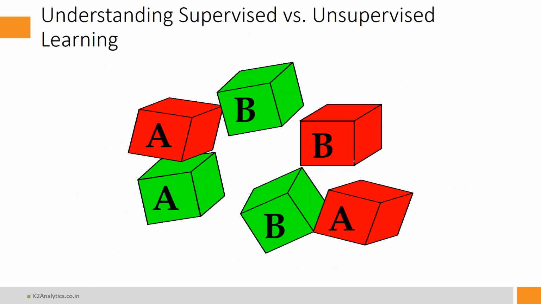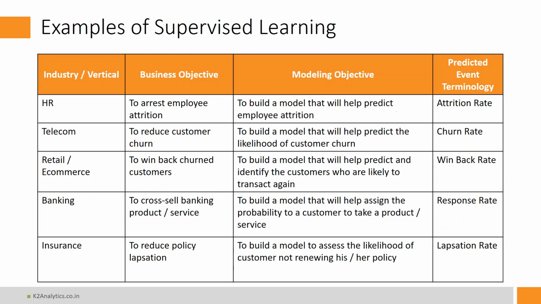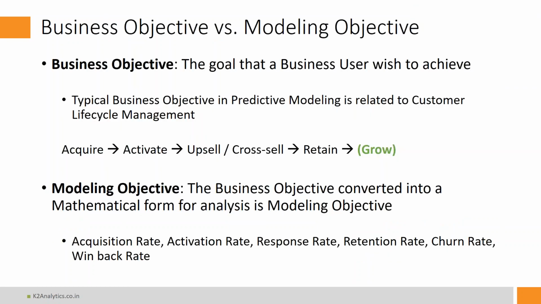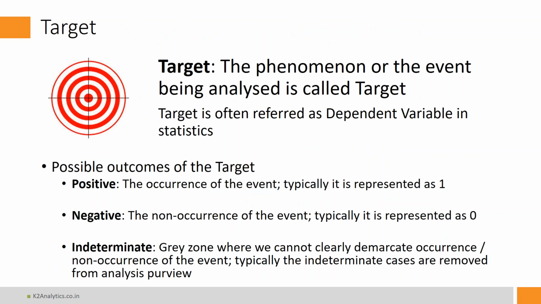Then supervised, unsupervised learning, and logistic regression is a technique which is a part of supervised learning. Various examples where logistic regression can be used: HR attrition, employee churn, telecom churn, retail churn, win back, banking cross-sell, upsell, risk modeling, insurance. Modeling terminologies, business objectives. First step is converting a business objective to a modeling objective, pinpointedly defining the target definition. Possible outcomes are positive, negative, indeterminate. Indeterminates to be removed if there are any.